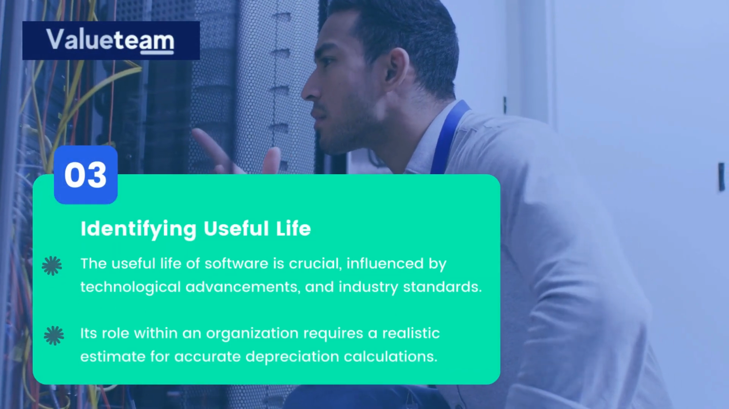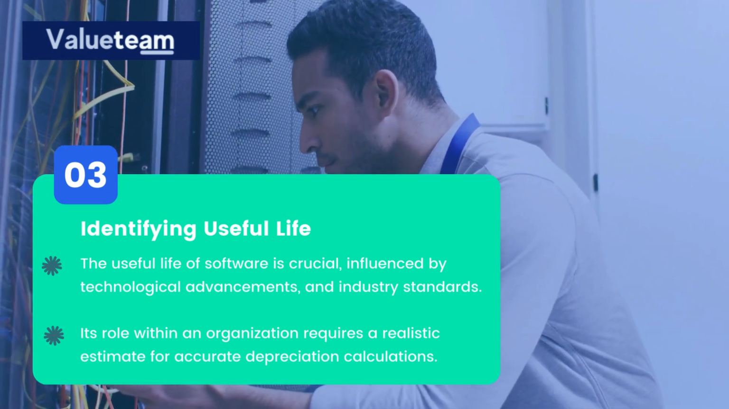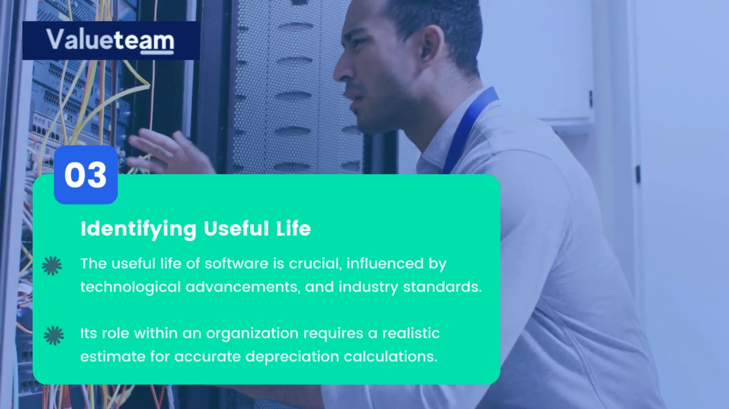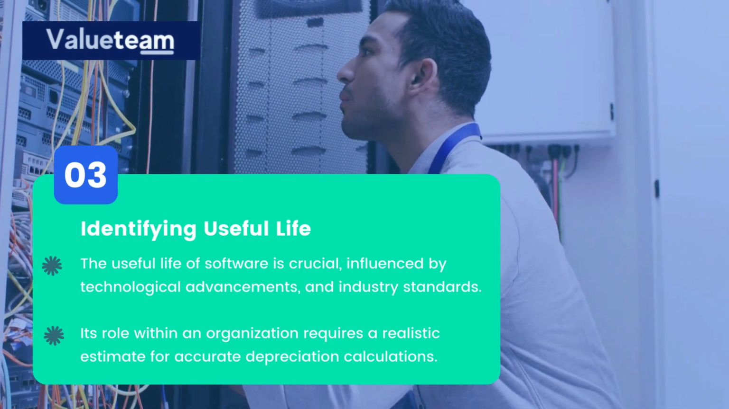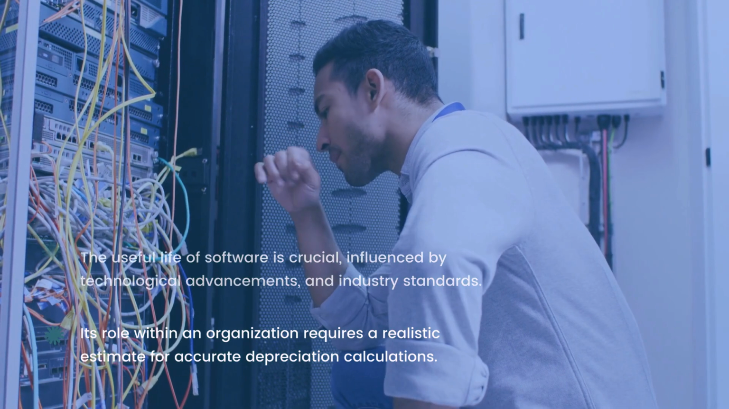3. Identifying useful life. The useful life of software is crucial, influenced by technological advancements and industry standards. Its role within an organization requires a realistic estimate for accurate depreciation calculations.